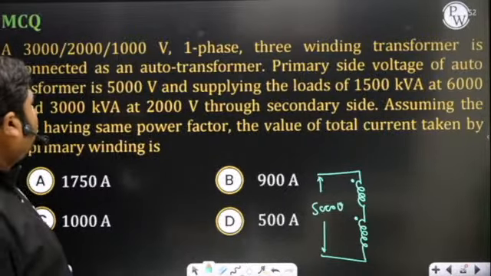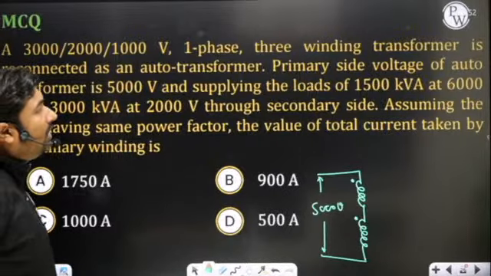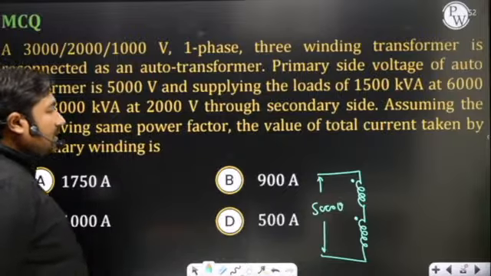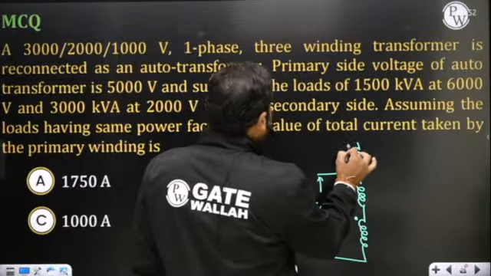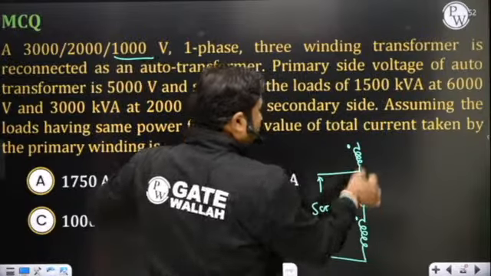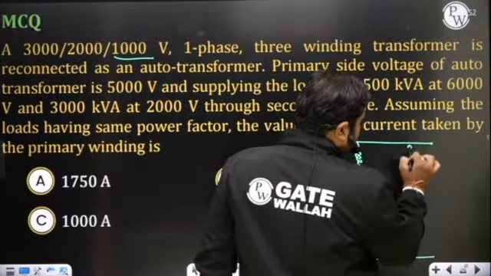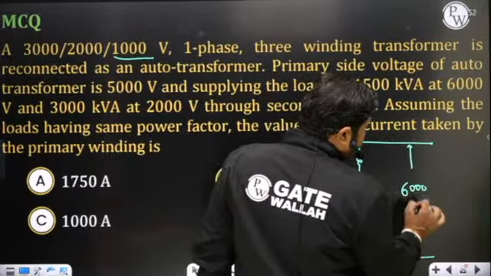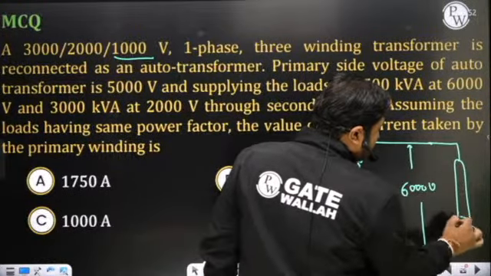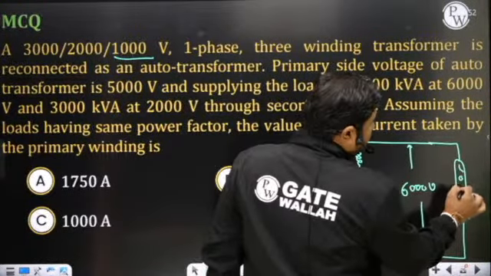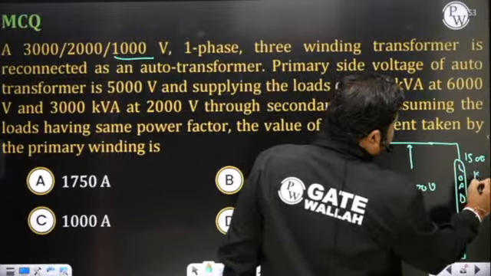The primary side voltage of the auto transformer is 5000 volts and it is supplying a load of 1500 kVA at 6000 volt. That is only possible if the 1000 winding is also connected in additive polarity. Then only it will become the 6000 side. So onto the 6000 volt side, the load is connected, and that load is of 1500 kVA.